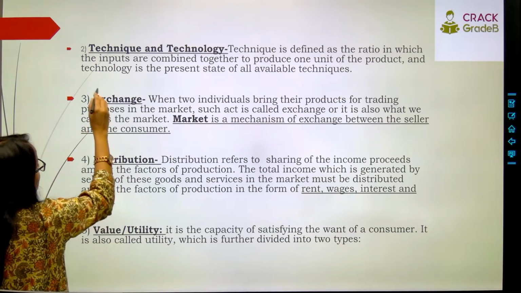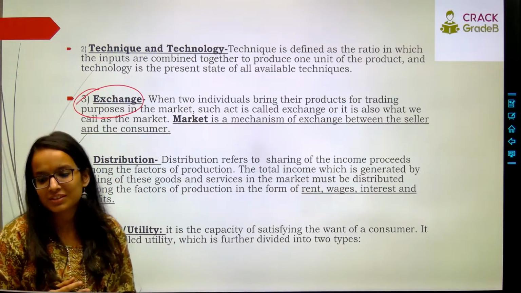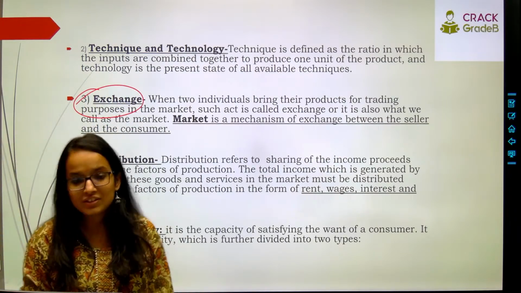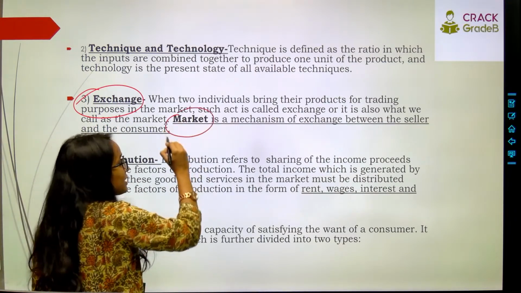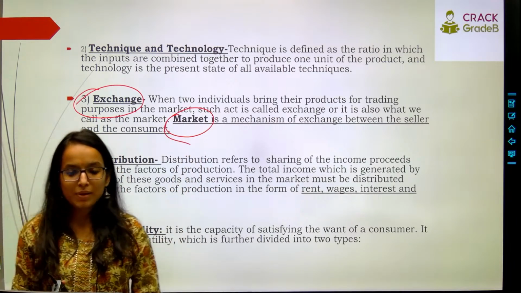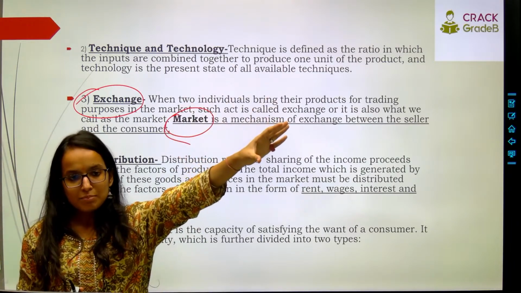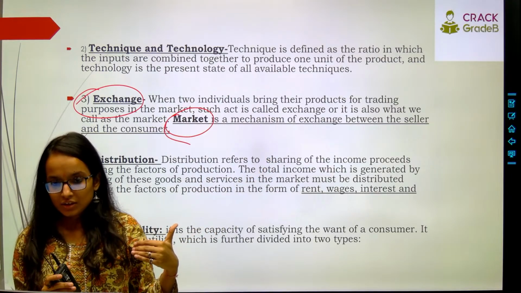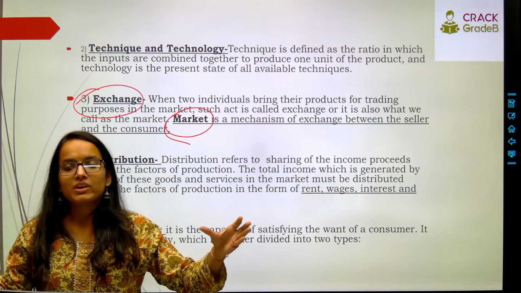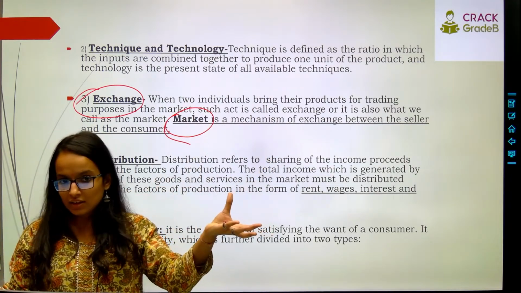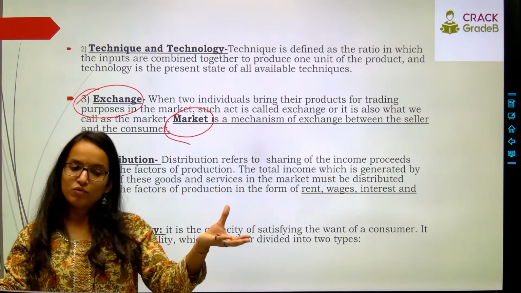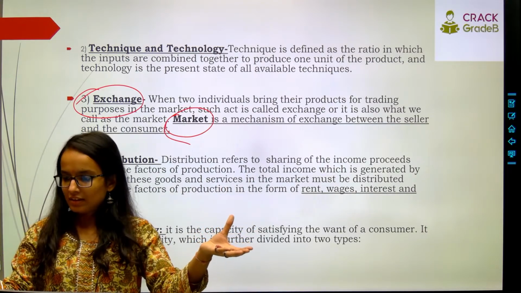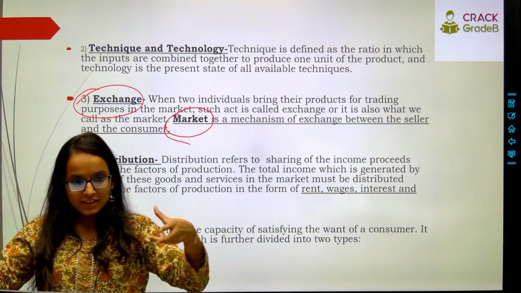exchange. Exchange of what? Exchange of the goods and services. When I say exchange, I mean market. Why do I say that? Because market is what? Market is not a place, okay? Market is not a place where you go and you buy things. Market is the mechanism of exchange between someone who wants to sell and the other person who wants to buy. Are you getting my point? Okay. So there is exchange.